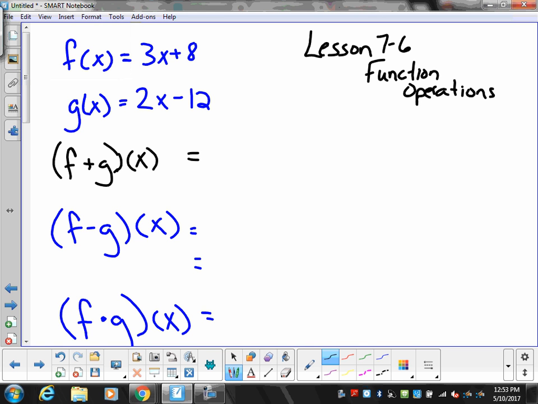Today we are looking at function operations. This is where instead of just adding, subtracting, multiplying, dividing just numbers or simple expressions, you actually have binomials or bigger. You're doing some of the same stuff.